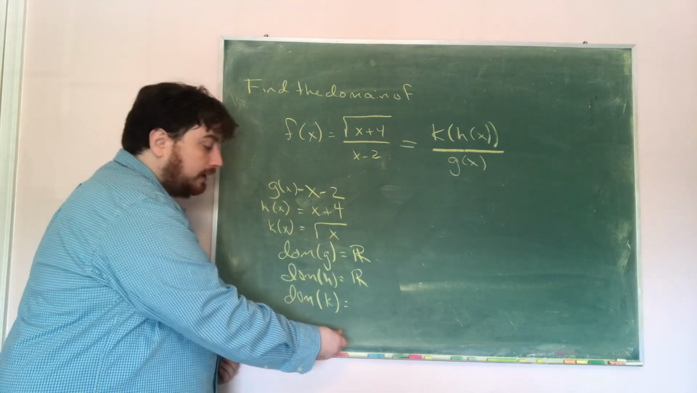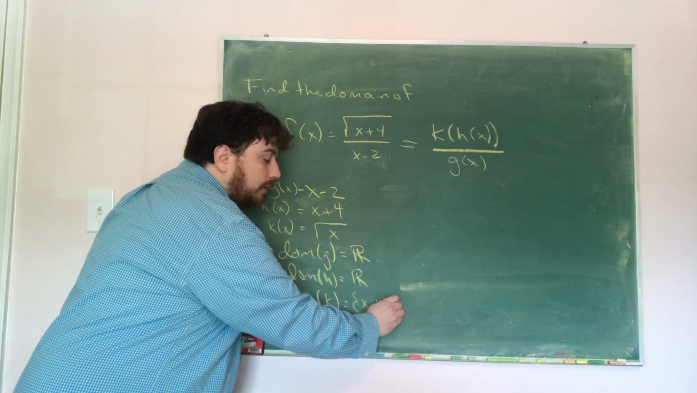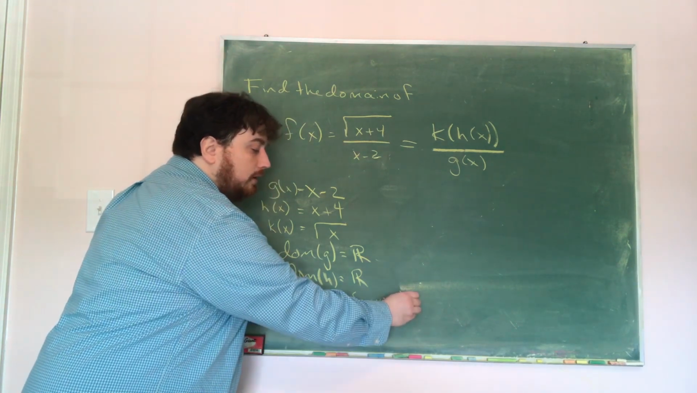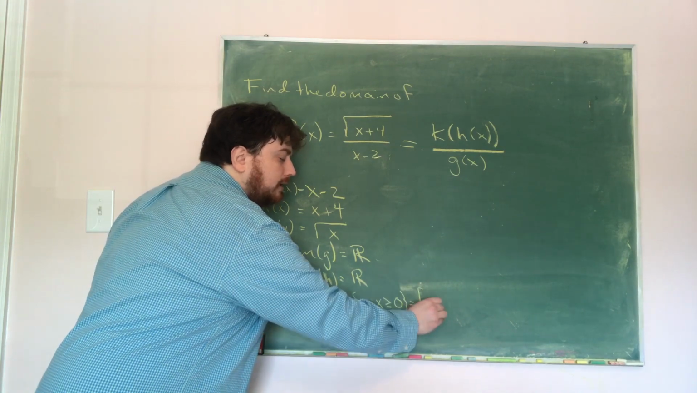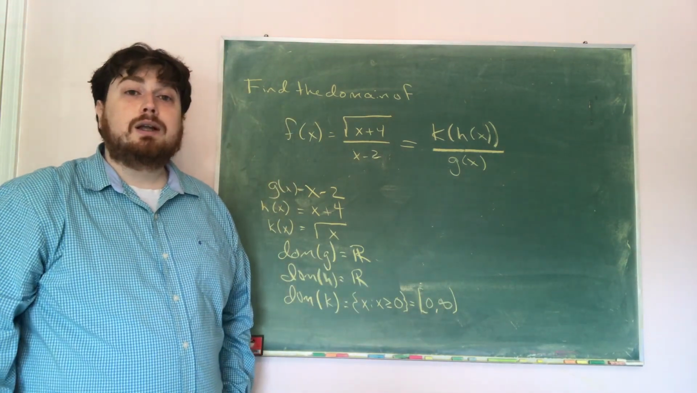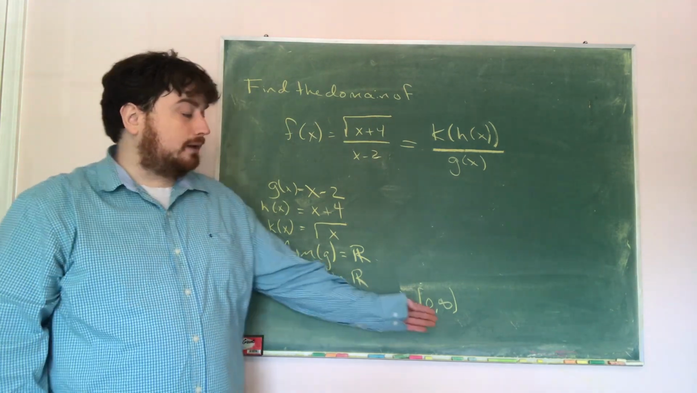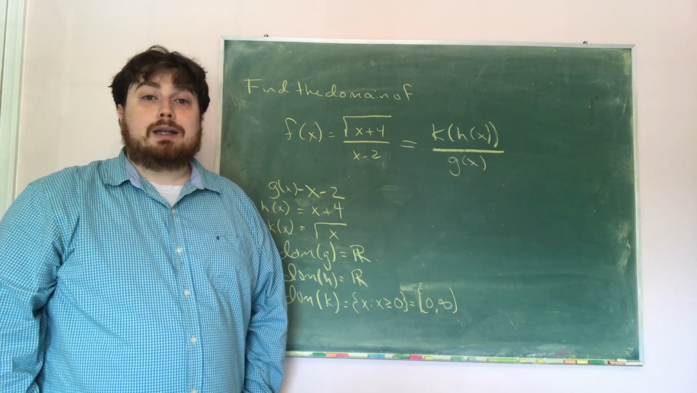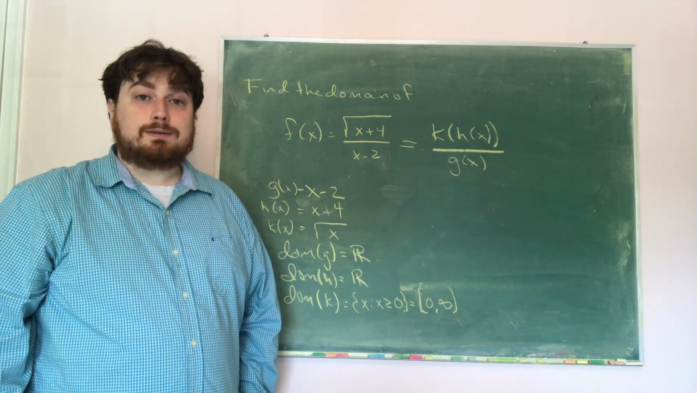That is, the domain of k is the set of all x such that x is greater than or equal to 0. Or if you'd like that in interval notation, it'd be the interval including 0 to infinity, but not including infinity. And so I would get the domain of g is R, the domain of h is R, and the domain of k is all non-negative numbers, or 0 to infinity including 0.